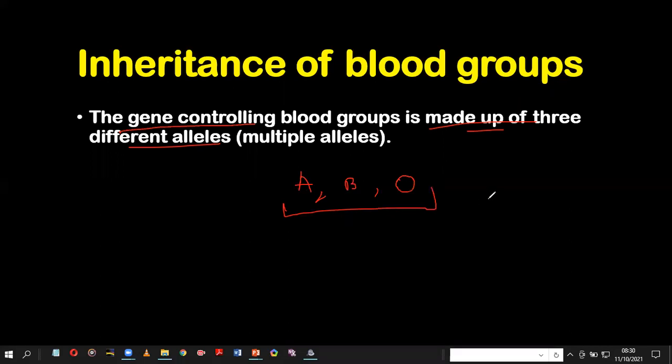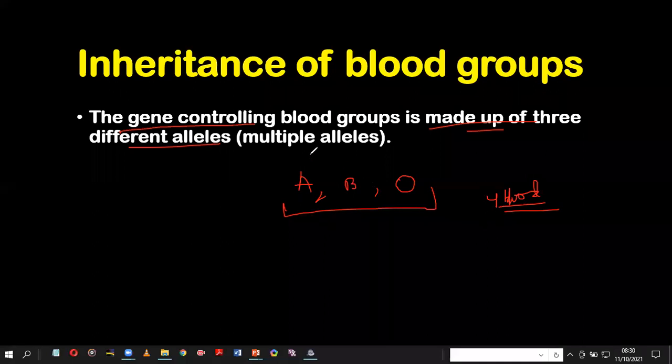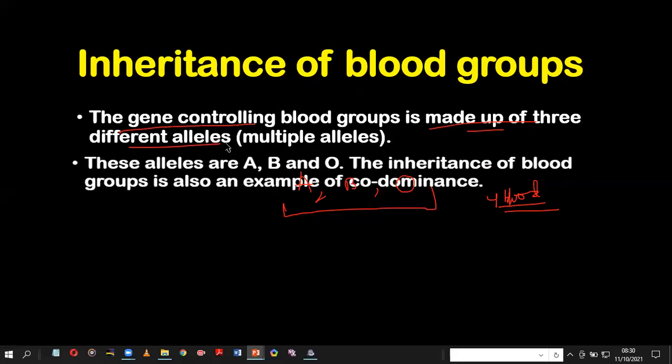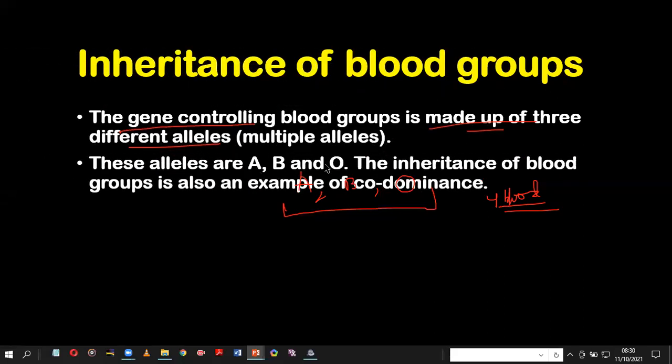to bring about the 4 blood group types. But the gene is 1. These 3 alleles interact together to form 4 blood group types. Yes, that's brilliant. Now, these alleles are A, B, O, and the inheritance of blood groups is also an example of codominance.